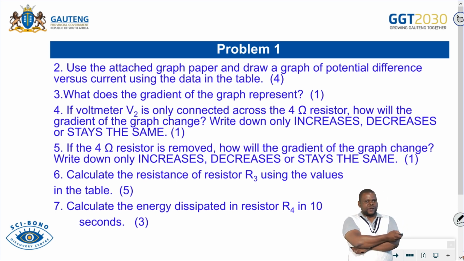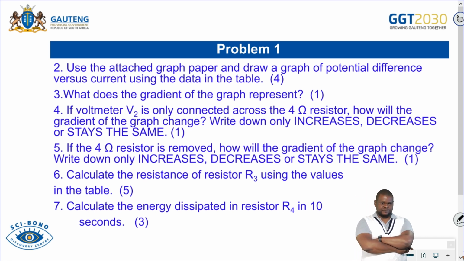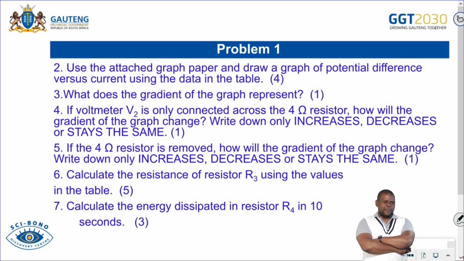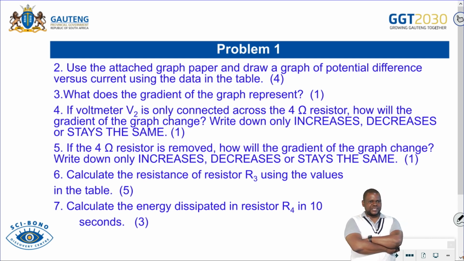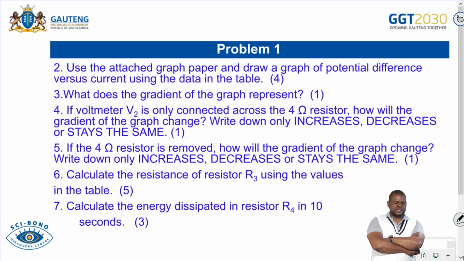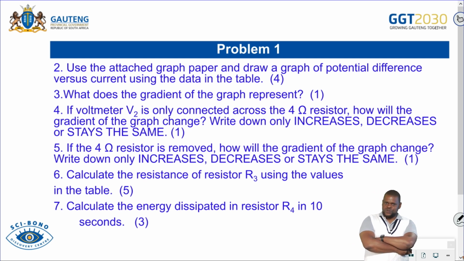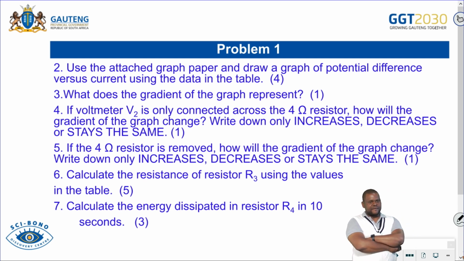You must use graph paper to draw the graph, and I've given you how to draw it. Number three: what does the gradient of the graph represent? Remember, the graph is current versus potential difference. Are we together? Current versus the potential difference.